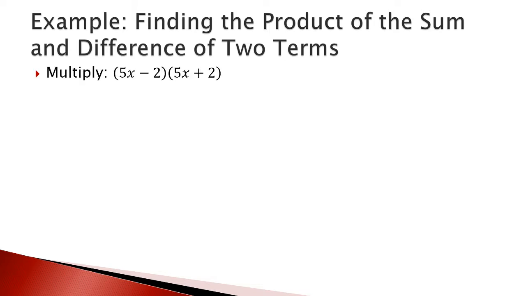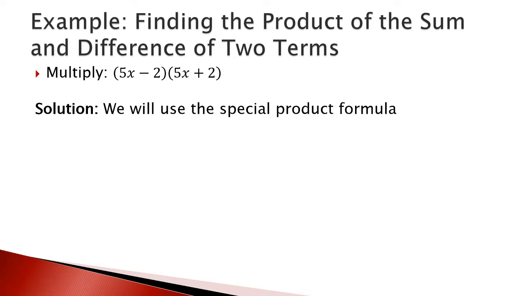Now let's see an example. Here we have to multiply 5x minus 2 by 5x plus 2. Here we can see that 5x and 5x are same and here 2 and 2 are same. Only the sign of these two equations are different. So now we will use the special product formula to solve these two equations.